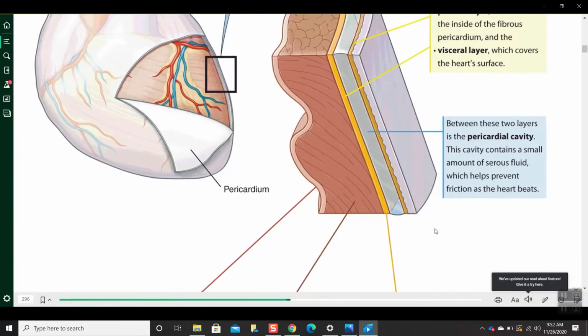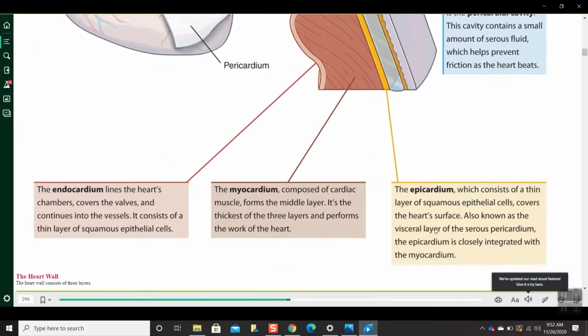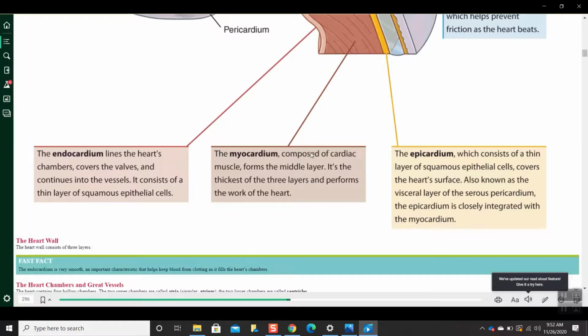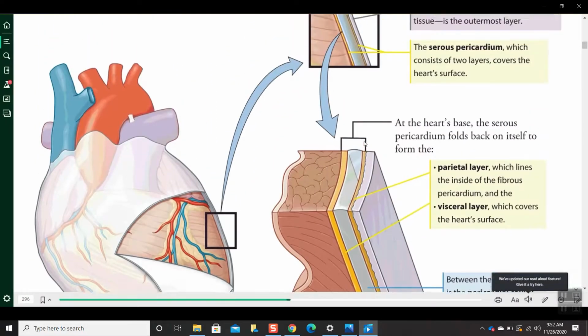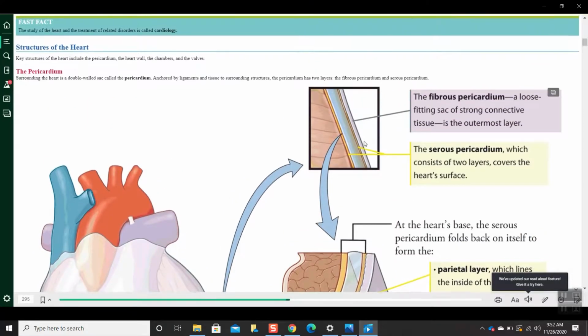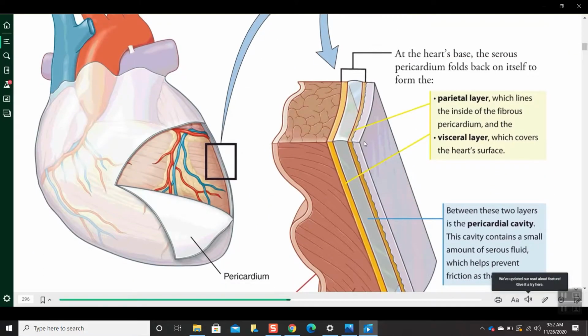The different heart layers. The main layers I want you to focus on are the endocardium, the myocardium, and the epicardium. You need to know those 3 layers. They're all part of the pericardium.